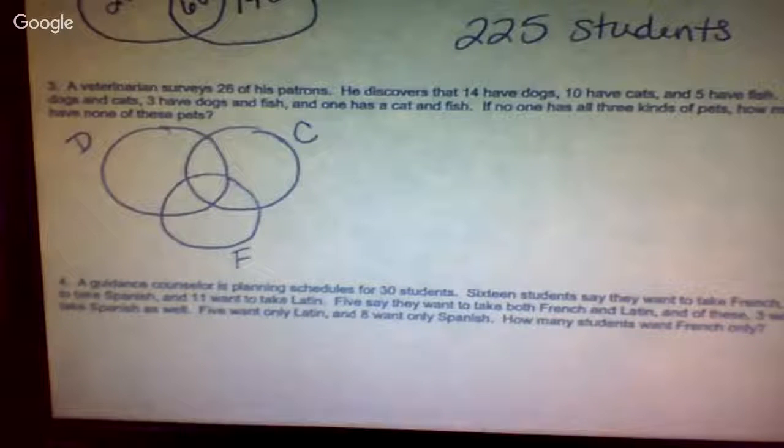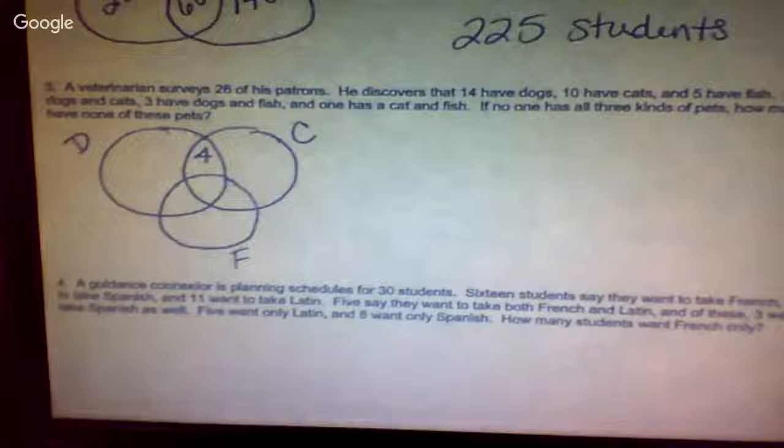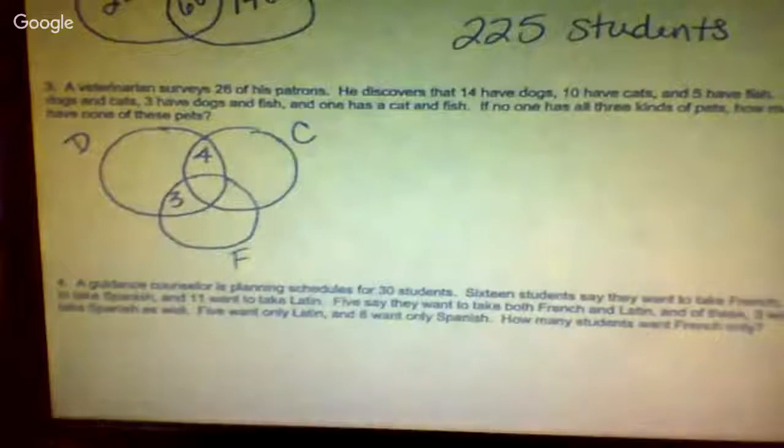Again, you want to go with the intersection ones first. So the ones in the middle, and then we'll fan our way out. What's the first number you want to put, and where would you like to put it? 4 have dogs and cats. Just dogs and cats, so don't go to that centerpiece. It only goes here. What else? 3 have dogs and fish. So 3 goes here. And 1 has cat and fish.